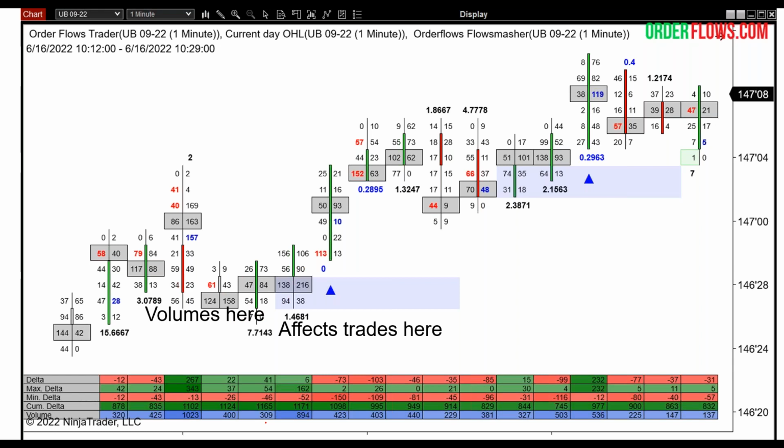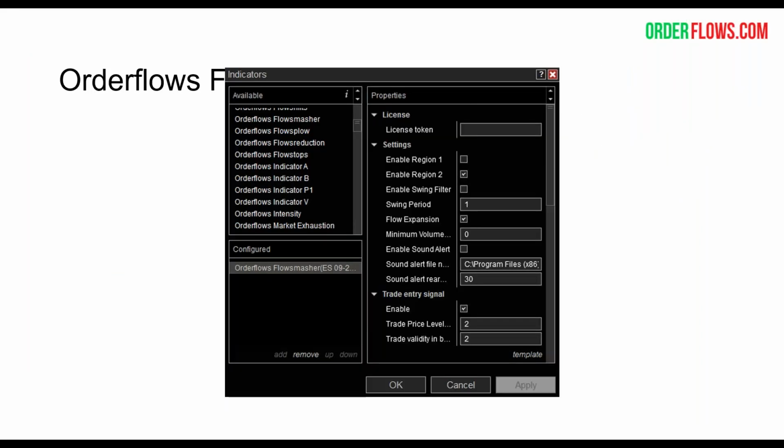And it's not just the total volume, right? It breaks it down by volume traded on the bid, volume traded on the offer within certain areas within the bars. There's certain boundaries that you're going to be looking for in the order flow. I mean, you don't have to. The Flowsmasher will do that for you. So let's just take a look at the settings really quick. I'm going to take you through some actual charts in a minute, but I just want to take you through some of these settings.